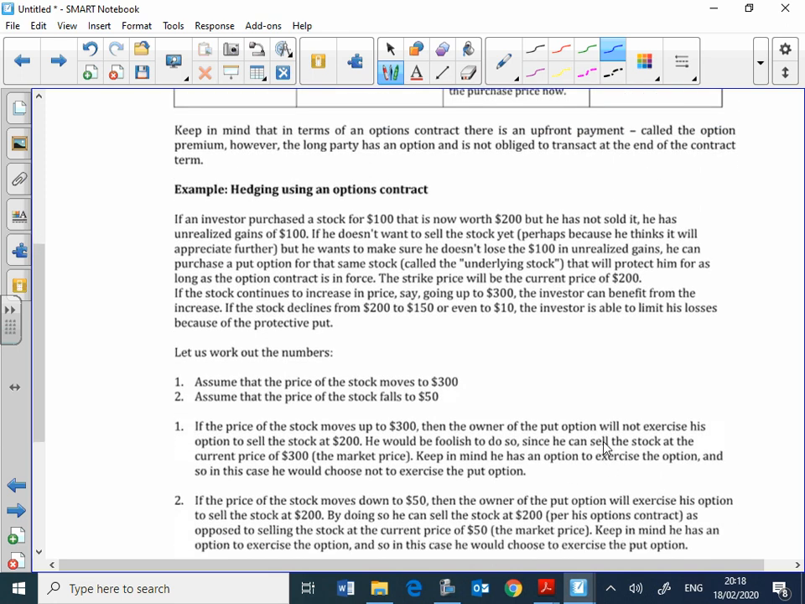Let's look at the example. If an investor purchased a stock for $100, let's have a quick peek. It's now worth $200, not yet sold. Remember the third animal on the stock market? The bulls, the bears, and now you've got the pig. He bought it for 100.